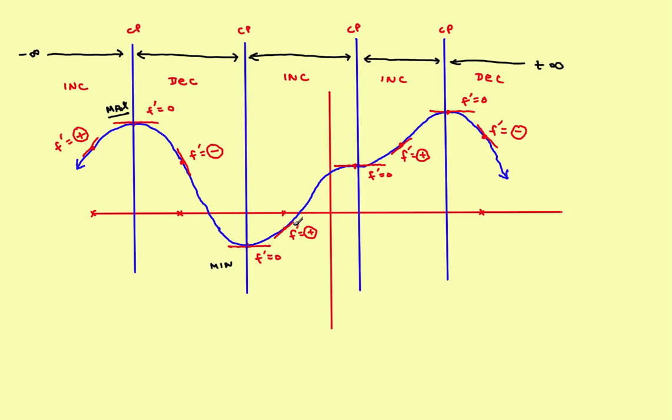Now finally you can have this. If it goes from increasing to increasing, then you would have neither. You had a critical point, but it's neither a maximum or a minimum. And then finally, if you go from increasing to decreasing, in other words, from positive to negative, again, you'll have a maximum just like you had at this point over here. So you've got maximums, minimums, and if it doesn't change sign, then it's neither. Okay, so with that in mind, now let's take a look at an example.